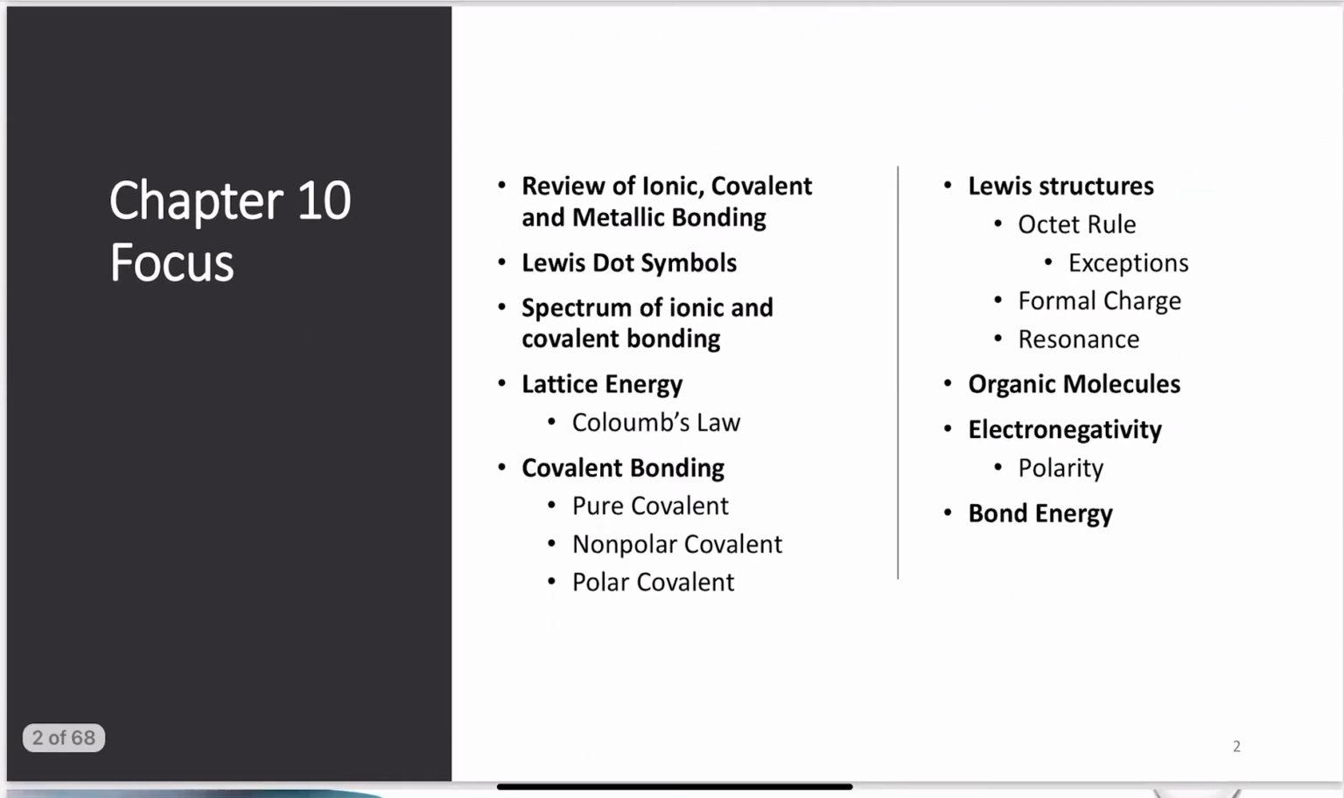So your chapter 10 focus, we're going to do a review of ionic, covalent, and metallic bonding. We're going to talk about Lewis dot symbols. We're going to talk about the spectrum of ionic and covalent bonding, lattice energy or Coulomb's law, covalent bonding. Within covalent bonding, we have pure covalent, nonpolar covalent, and polar covalent. Lewis structures, including your octet rule and exceptions, formal charge, and resonance. We're going to examine a series of organic molecules, electronegativity, and how that factors into polarity of overall molecules, and bond energy.